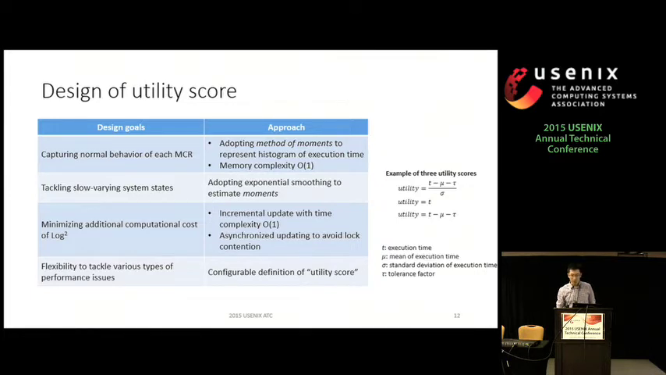In order to tackle slowly varying system states, it is not proper to estimate the moments with all historical data under equal weights. Therefore, exponential smoothing is adopted. A further benefit of the method of moments is that the moments can be updated incrementally, so the updating is with time complexity O(1), which minimizes the computational cost incurred by the local filter. Last but not least, in order to fit different scenarios, we provide configurable definition of the utility scores, so that users can conduct tuning to choose the best utility score to fit their specific scenario.